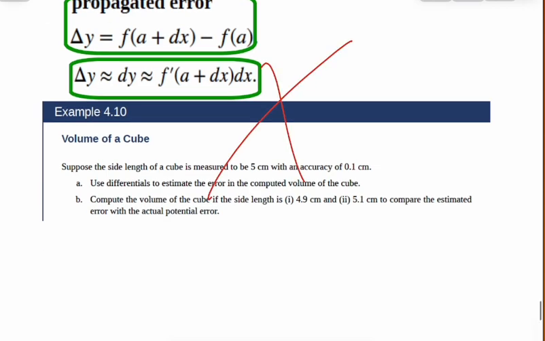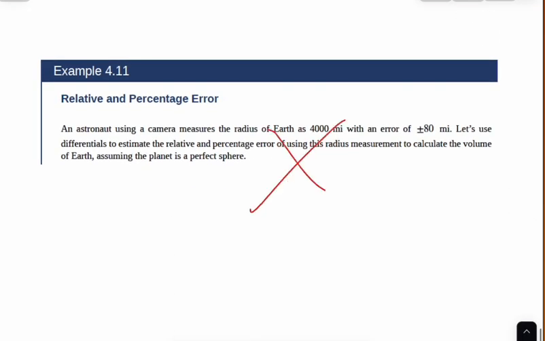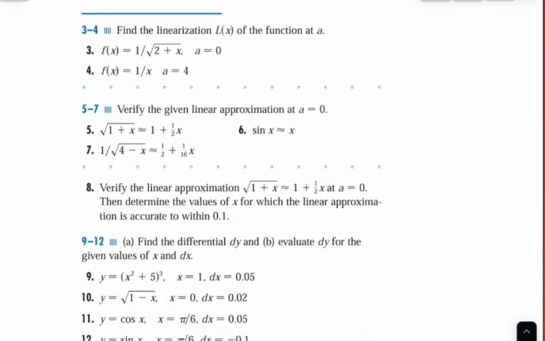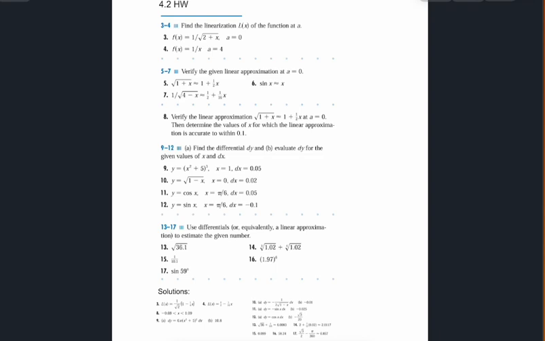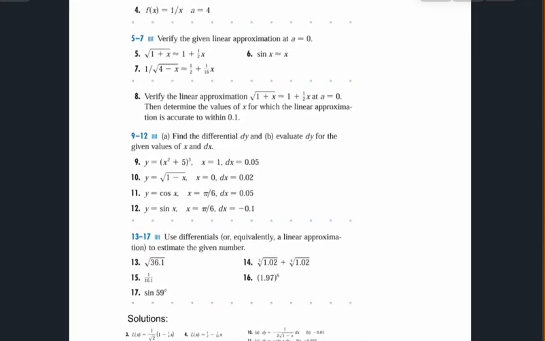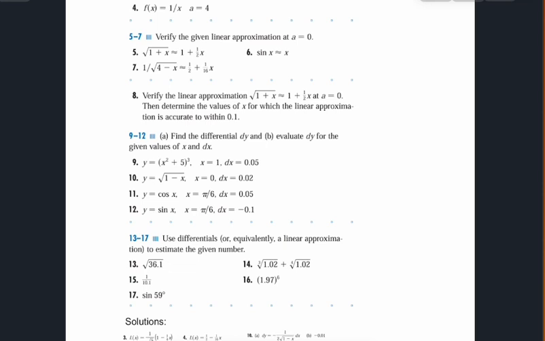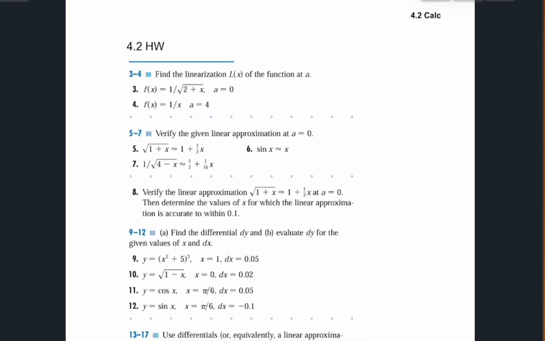Let's skip that. I don't care about that. Okay, and that gives us our homework. The solutions are given. I've given examples of problems just like those ones. That's why the other problems we can skip. We'll work on this today and Monday. The homework will be due Monday night so that you'll have time to work on it in class.